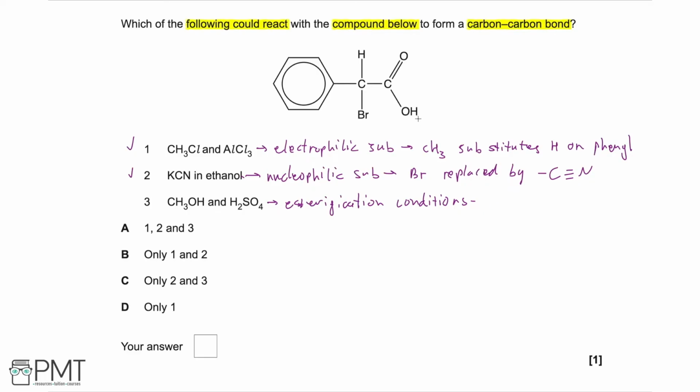The OH in the carboxylic acid will be lost, and we'll be left with an ester bond and water. So this doesn't form a carbon-carbon bond. It forms a carbon-oxygen bond. So 1 and 2 are going to form carbon-carbon bonds. That means our answer here is going to be B.